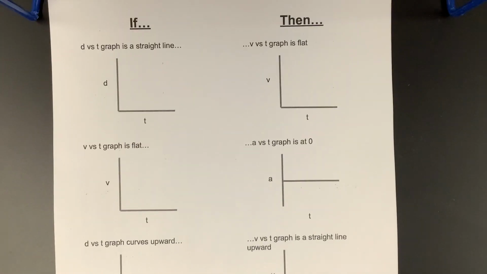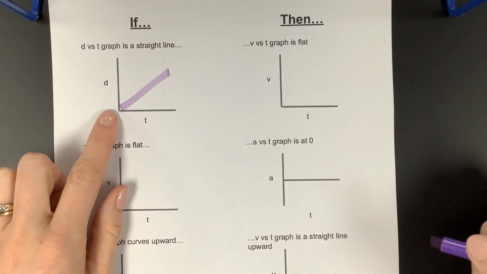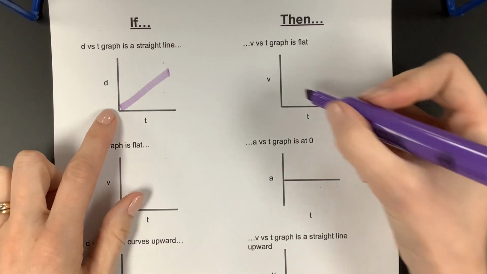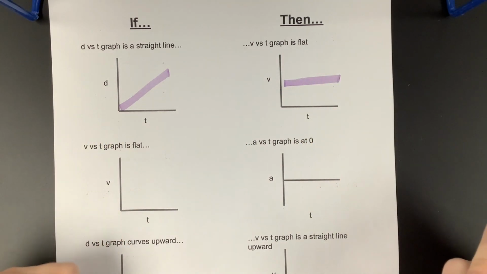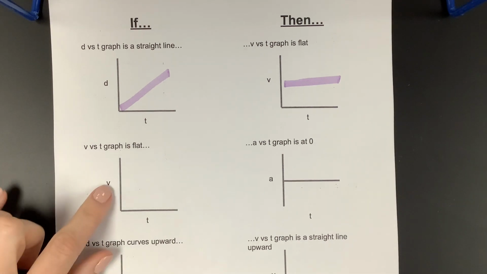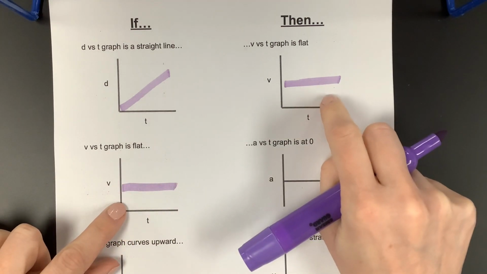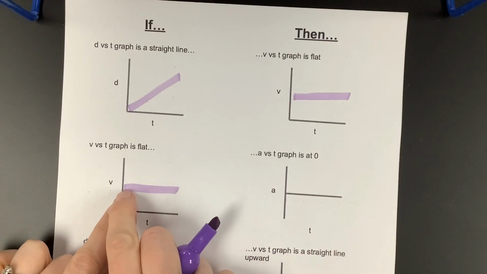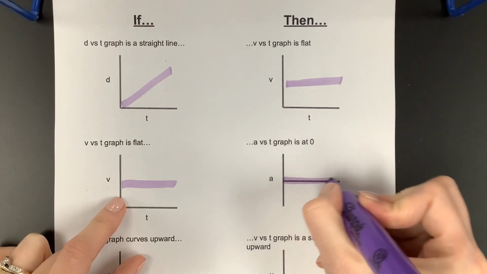Now if we look at the other side of the cheat sheet, right here we have some if-then statements, some more examples. If the distance versus time graph is a straight line, that means the slope isn't changing, so the velocity isn't changing. So the velocity graph is a flat line. The velocity is not changing. It's at a constant velocity. If the velocity versus time graph is flat, that's what we finished with up here, then the velocity isn't changing. The slope is 0, so the acceleration is 0.